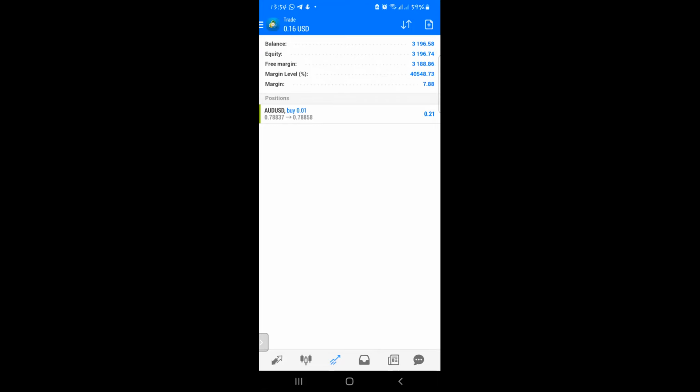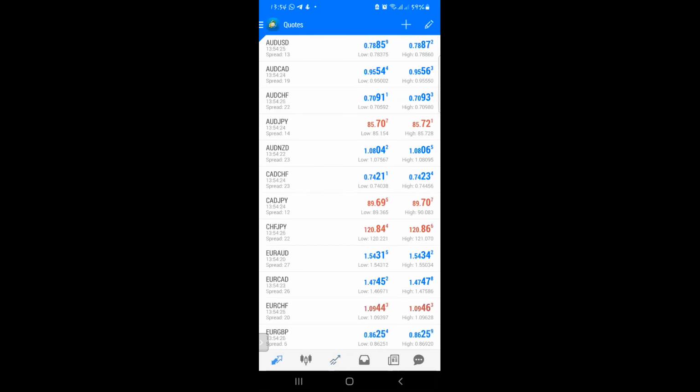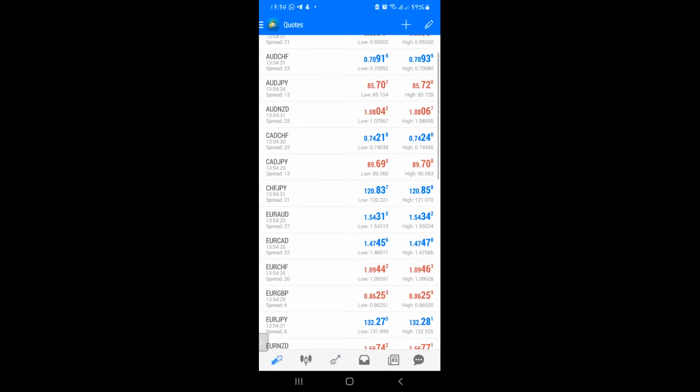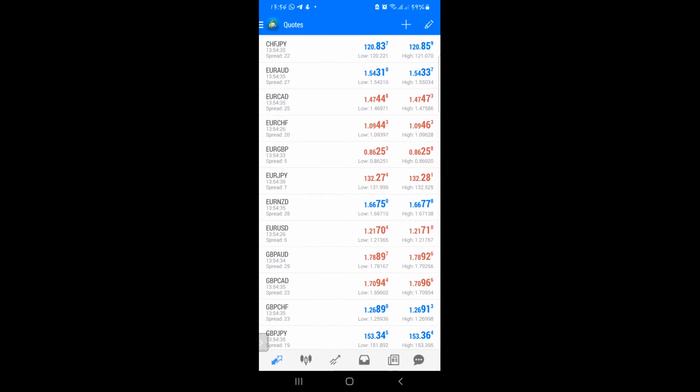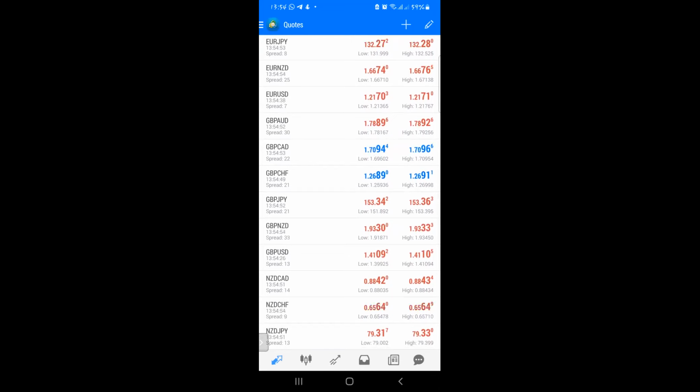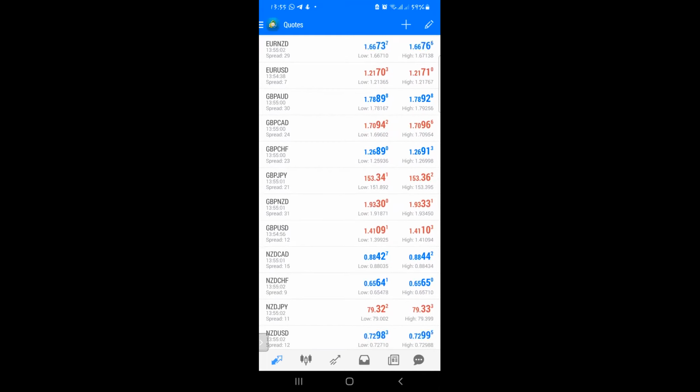So being able to use the quotes over here to calculate what your pips are. So for example, let's go to Chef JPY. You see, right there where Chef JPY is at the top of the screen, you've got 120.83. So the pips are the first two numbers after the decimal point, okay? And the same for, let's see another one, Euro JPY, there you've got 132.27, okay?